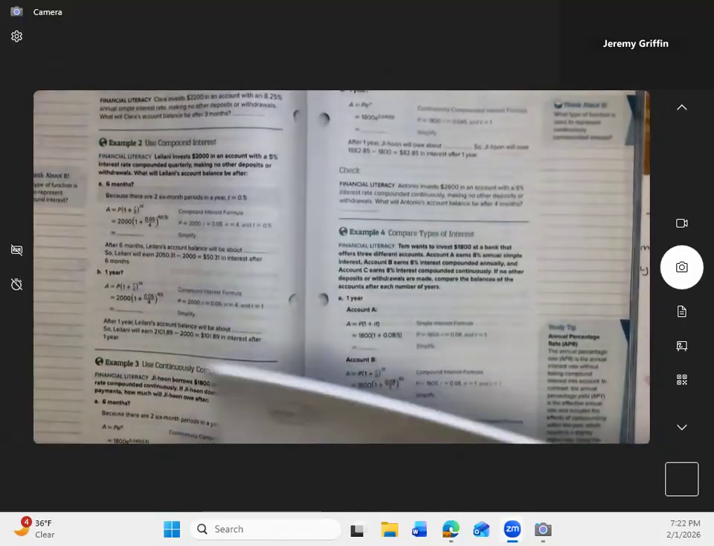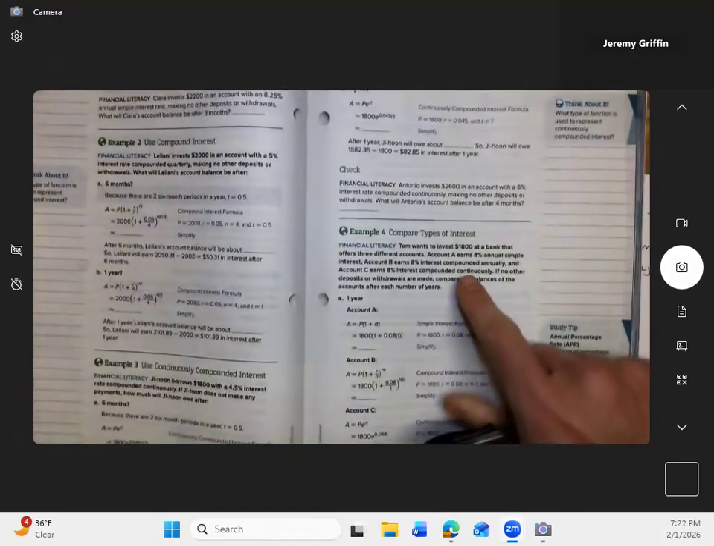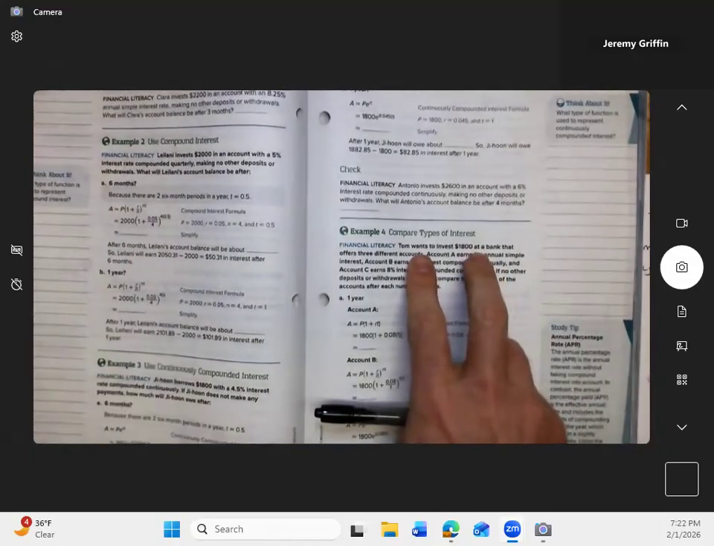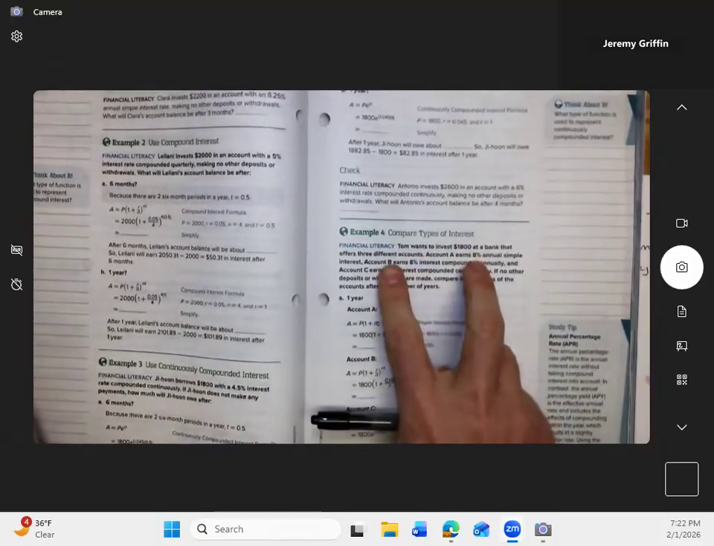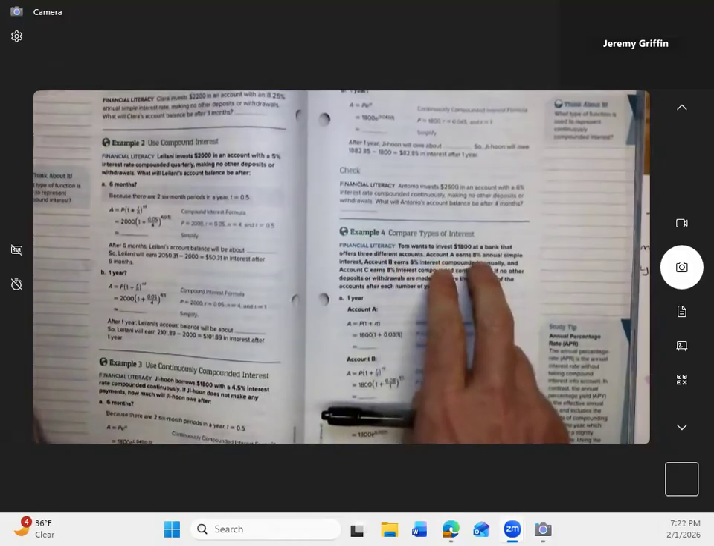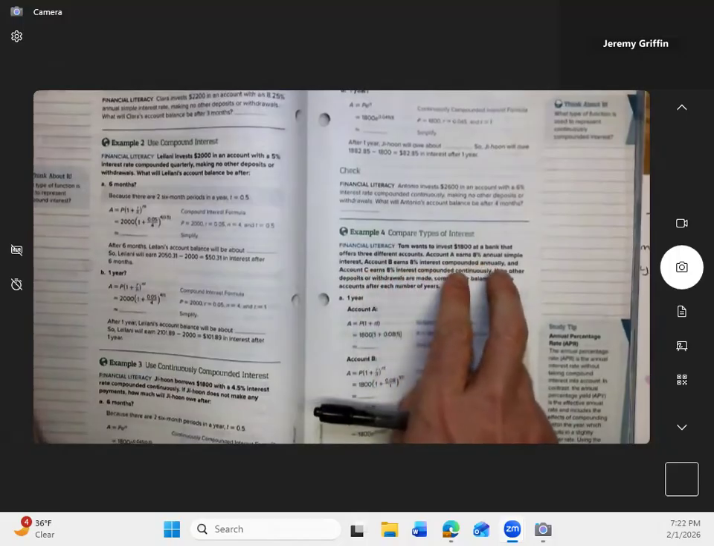Okay, example 4. Compare types of interest. Tom wants to invest $1,800 at a bank. Oh, interesting, same amount. The bank offers 3 different accounts. Account A earns 8% annual simple interest. Account B, 8% interest compounded annually. That's the same thing.